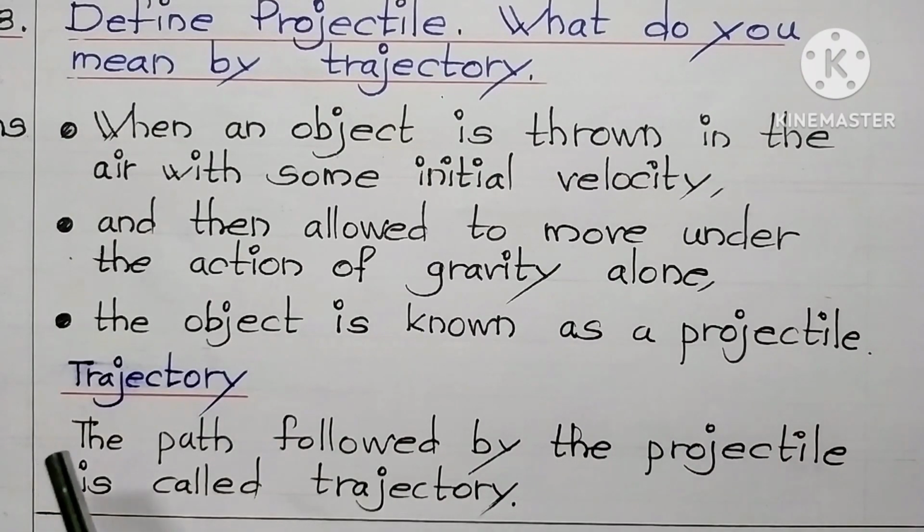Now, this term trajectory is nothing but the path followed by the projectile. The path followed by the projectile is given a special name called trajectory.